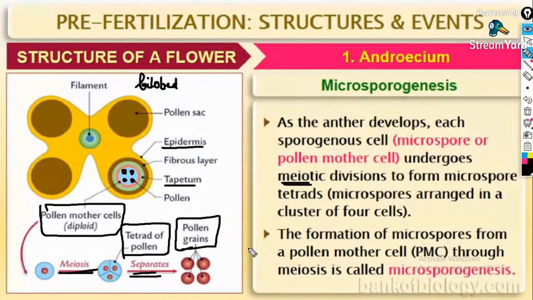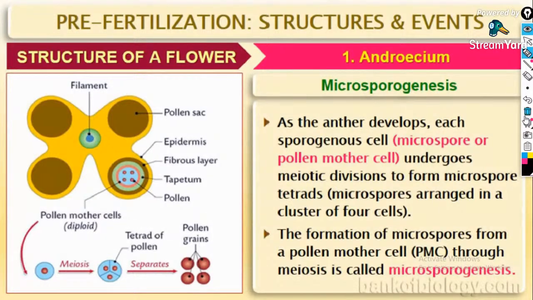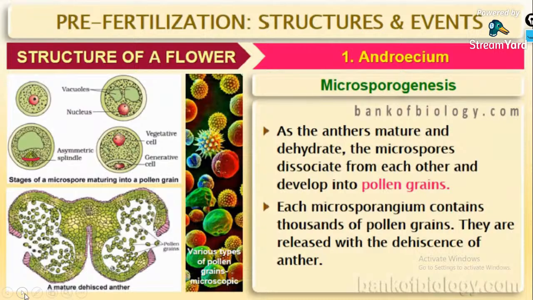Meiotic and meiosis are the same. Mitotic and mitosis are the same. When we discuss the class 11 cell cycle and cell division, it will be clearer. So the process of formation of pollen grains from the pollen mother cell with the help of meiosis is what you will call microsporogenesis.